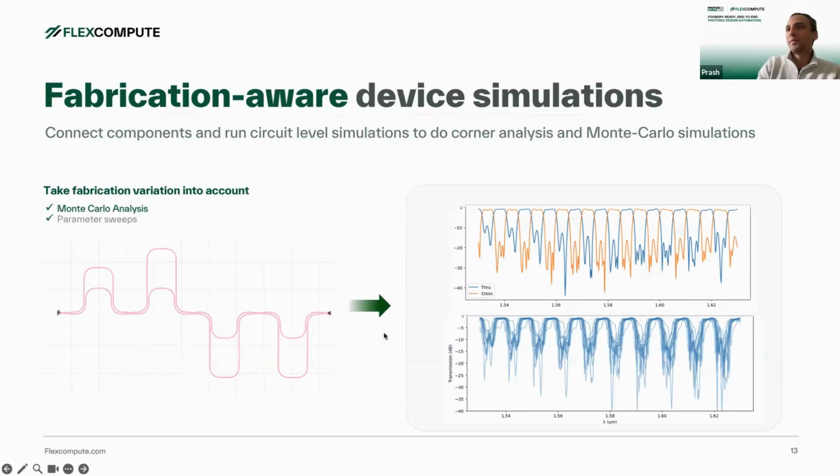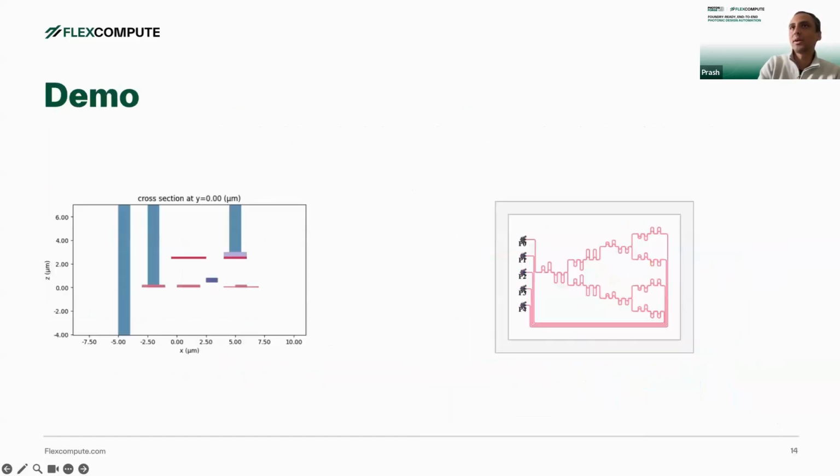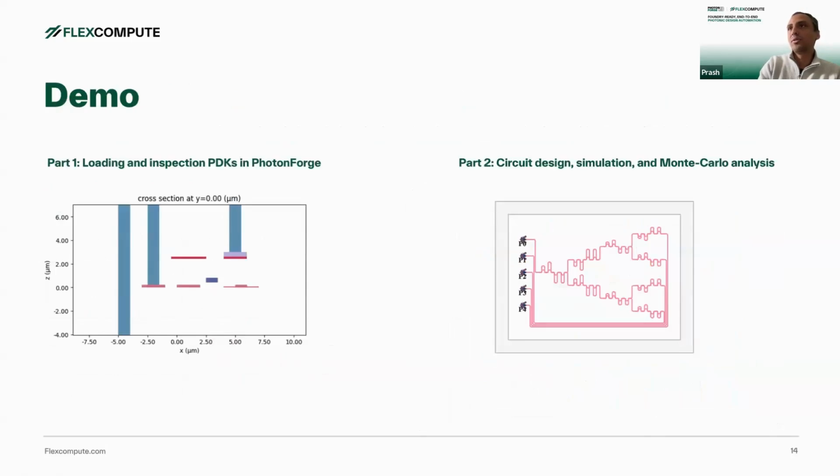But the other big piece is whether or not this will actually work when you fabricate it, and that has a lot to do with making sure that all the components you've designed, you designed with variability and fabrication variability in mind. And so we can do Monte Carlo analysis and parametric sweeps to understand these, and we'll look at that later today. So in today's demo, we'll first start simple.